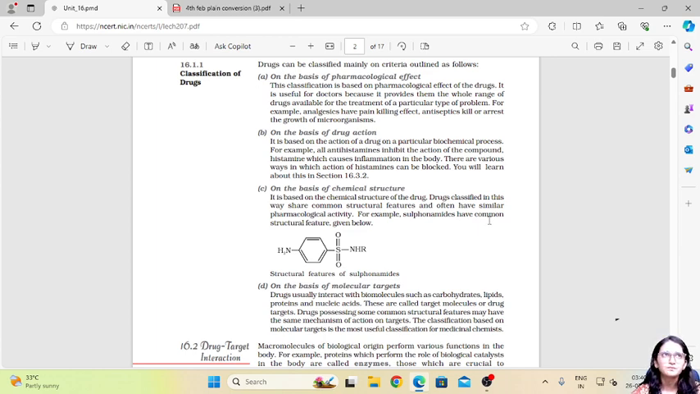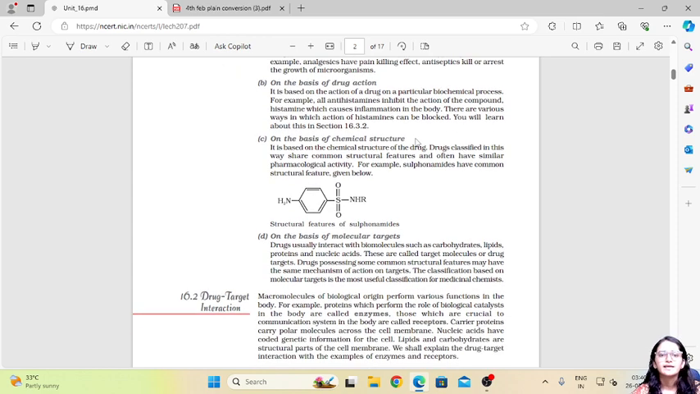Then antipyretics lower the temperature of the body. Then antibacterial, antifungal, they will reduce the allergy or infection. So this classification is based on the pharmacological effect. The second classification is based on drug action.